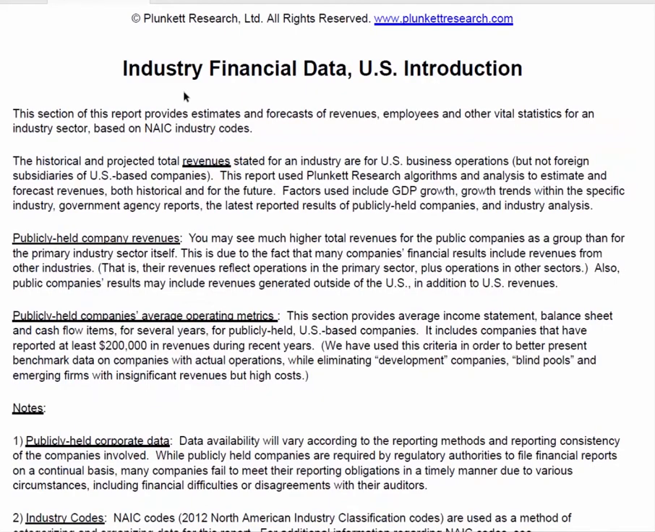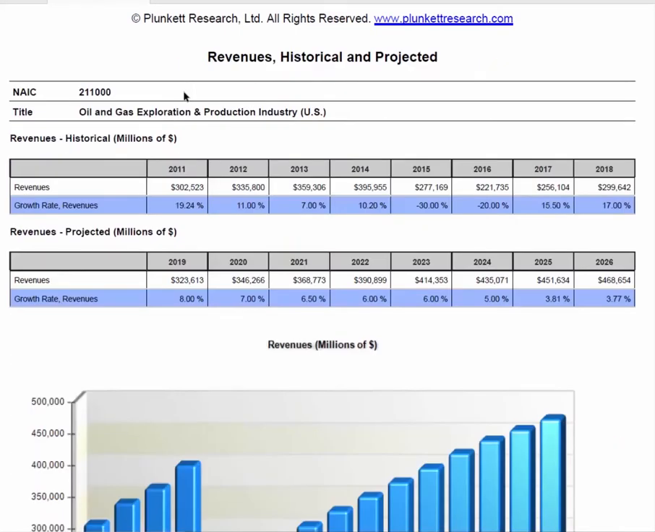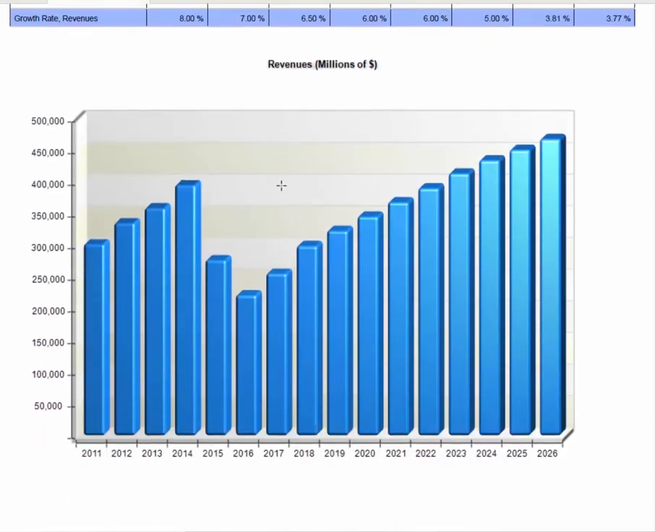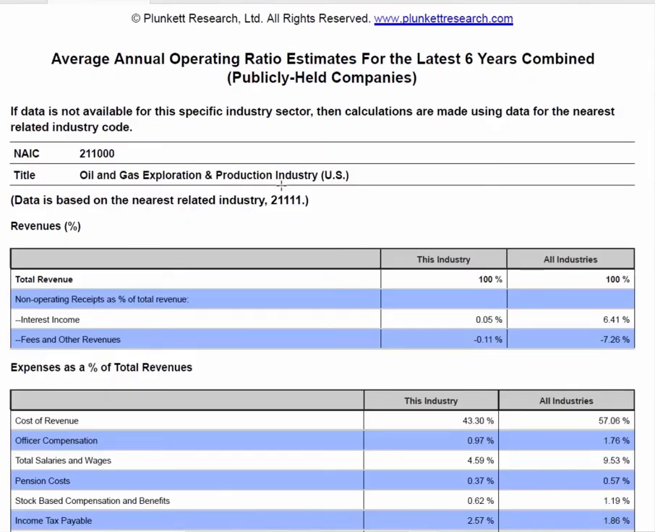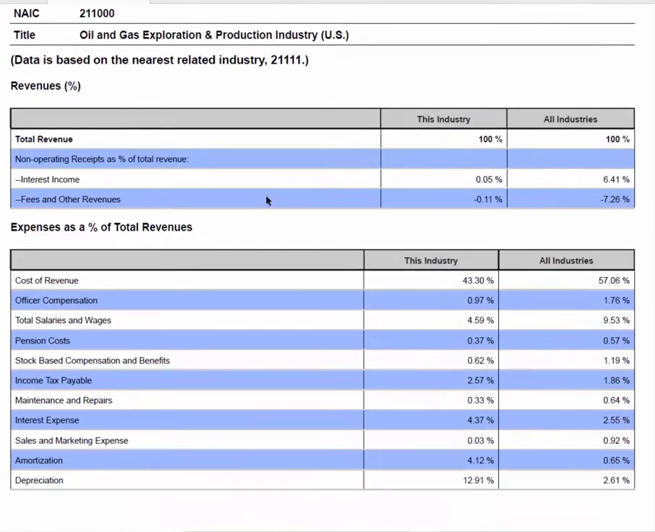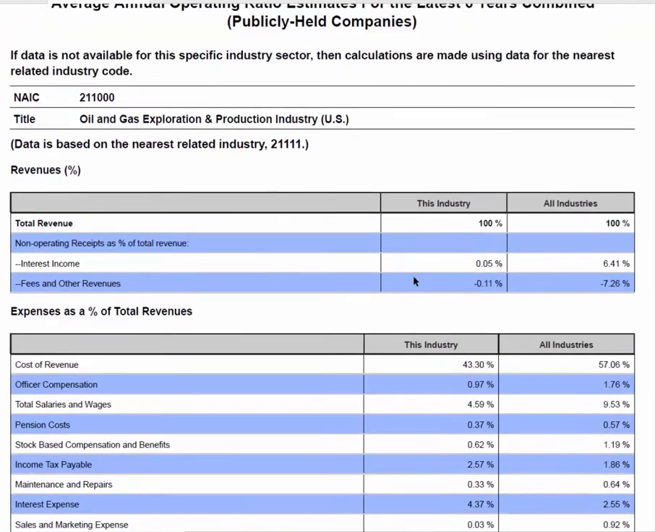So I'm going to move into our industry financial data, and here we have, first of all, the U.S. only revenues for the industry going back several years and then forward several years. And again, here's some data visualization. We do chart it. And we get into deeper financial metrics. So notice that we have total revenues for the industry, we have expenses as line items, and we compare the current industry of interest to all industries in the United States.